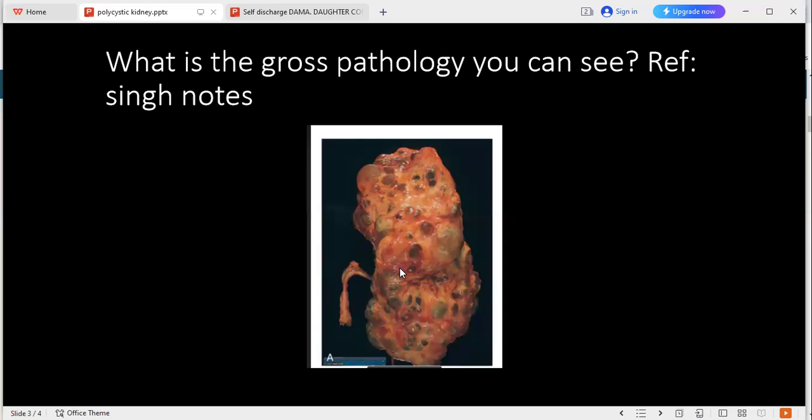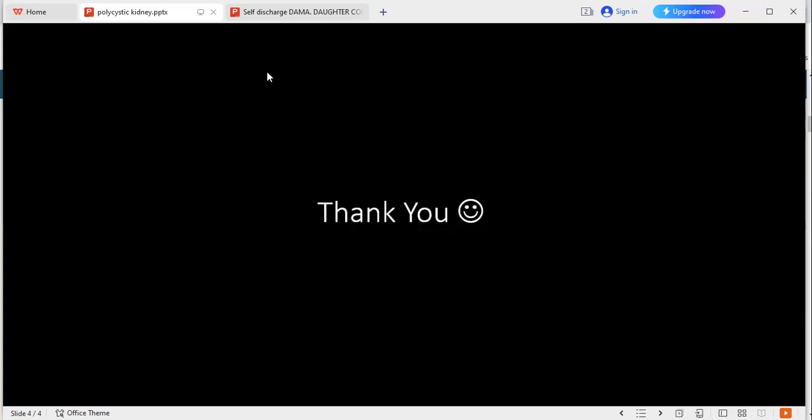And this is just the cyst filled up with fluid. Yes, right. And the pelvis. Yes. All right, good. Thank you.